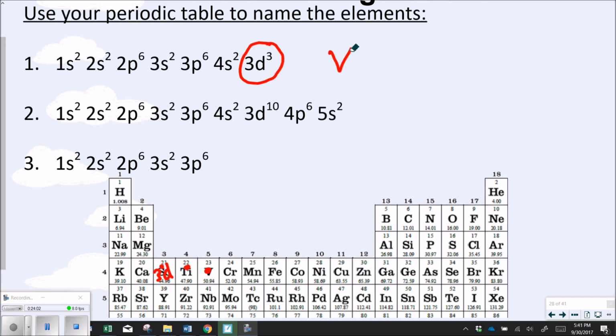On number 2, I have 5s2 as my last one over here. So 5s is over here. And 5s2 will be strontium.